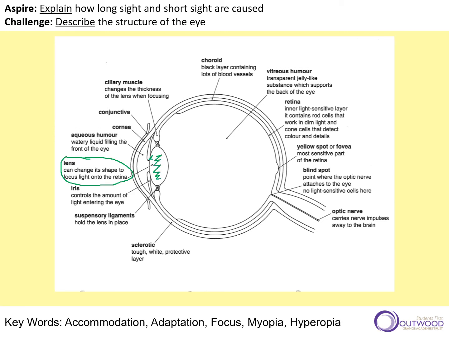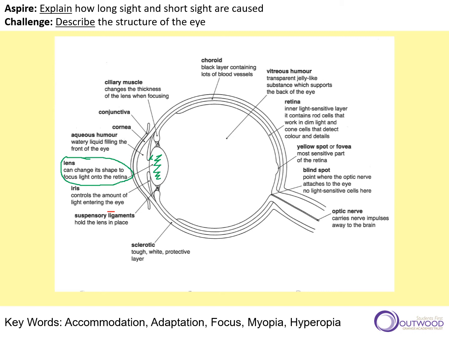That lens can change its shape to focus light onto the retina. Okay, so that's the lens. That's what it's called, and its function is that it can change its shape to focus light onto the retina.